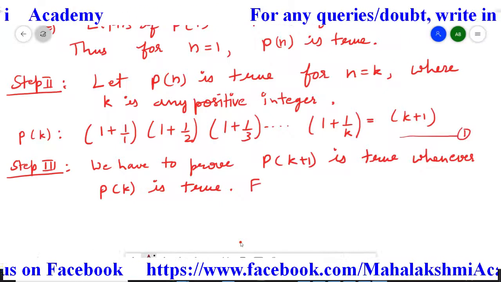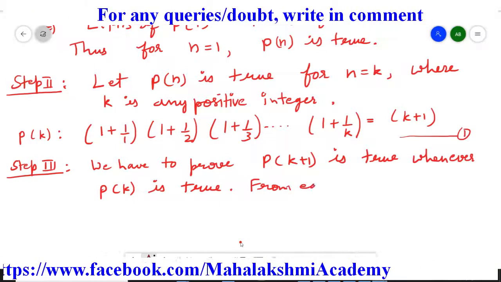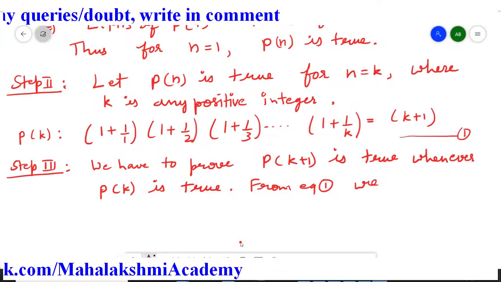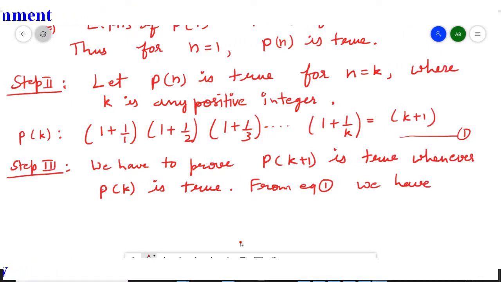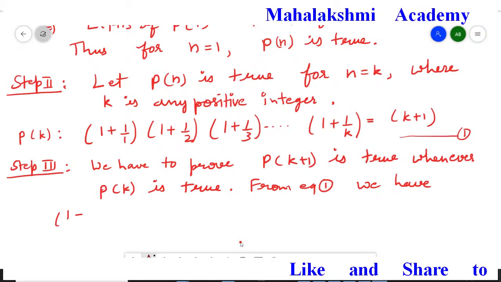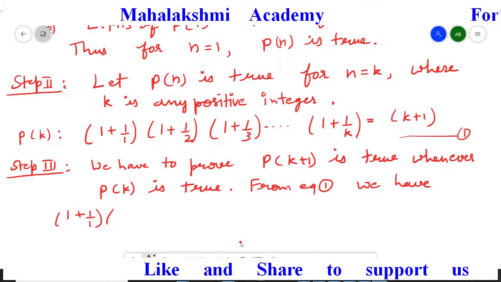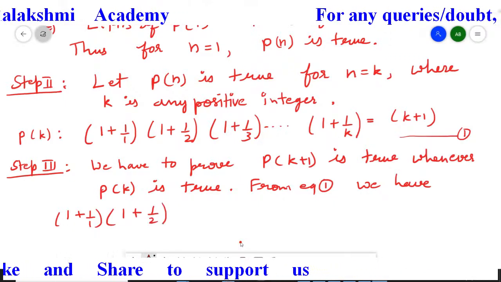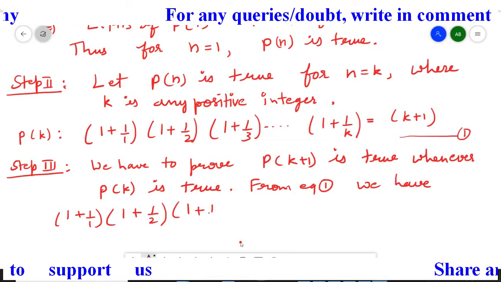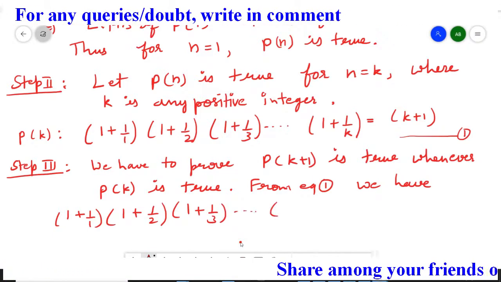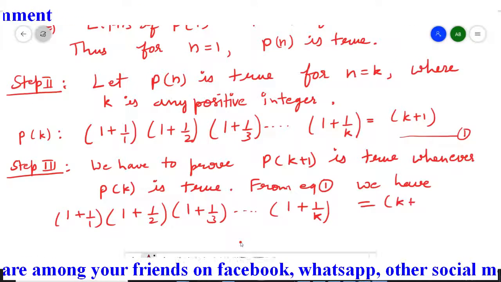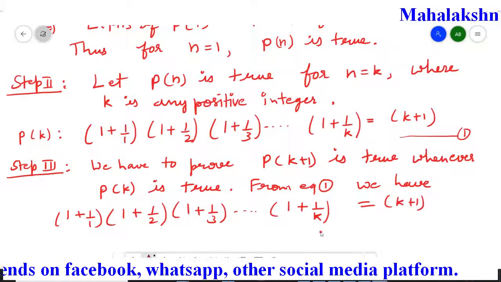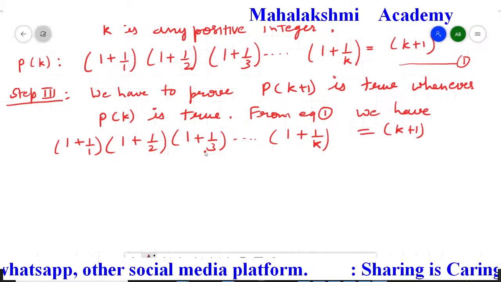So we'll write here, from equation 1 we have, so we'll write the equation 1 here. Only the equation is written, not the statement Pk. So it's going to be 1 plus 1 upon 1, and then 1 plus 1 upon 2, then 1 plus 1 upon 3, extended up to 1 plus 1 upon k is equal to k plus 1. Now, this is our Pk statement.